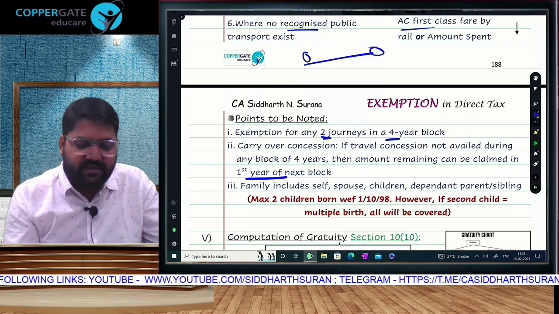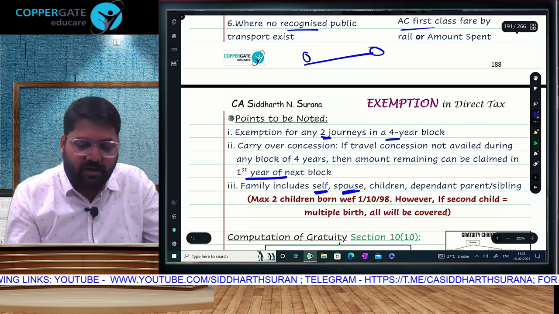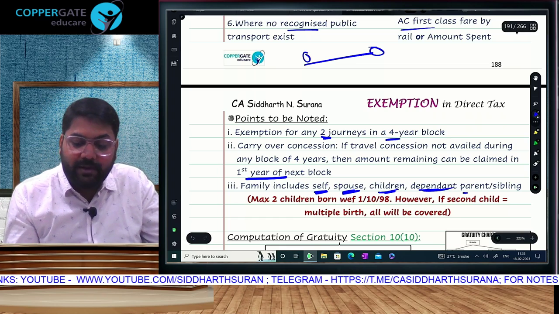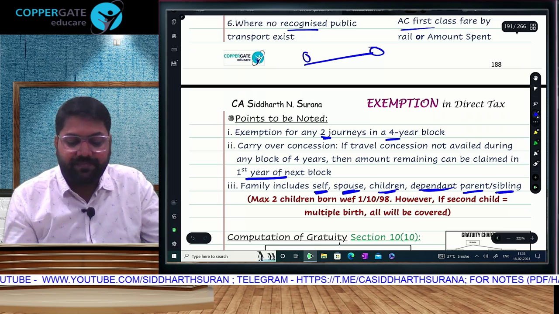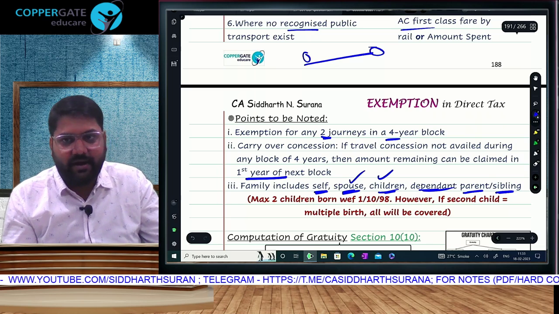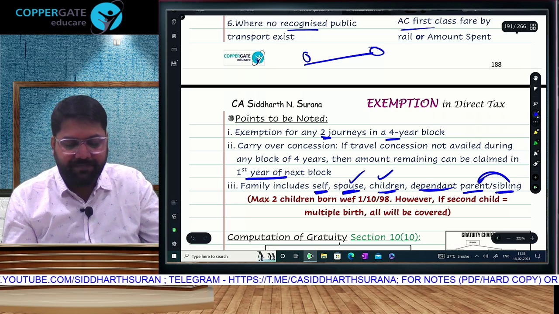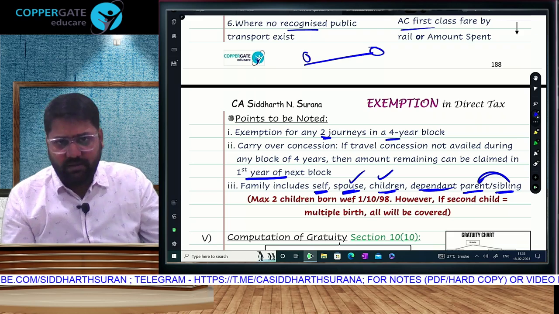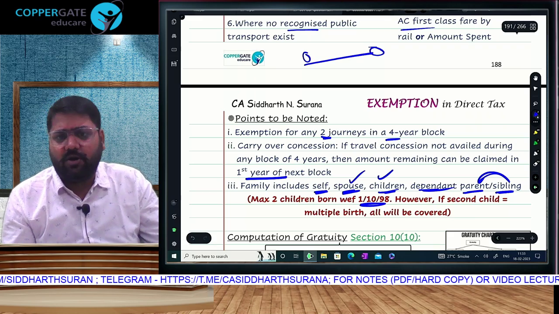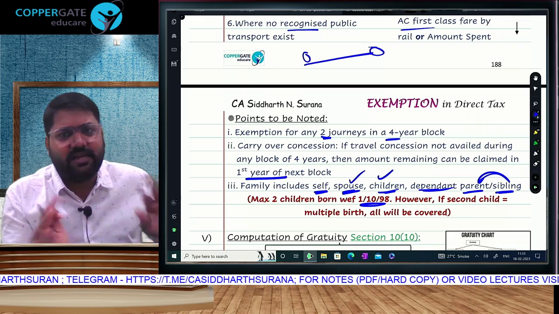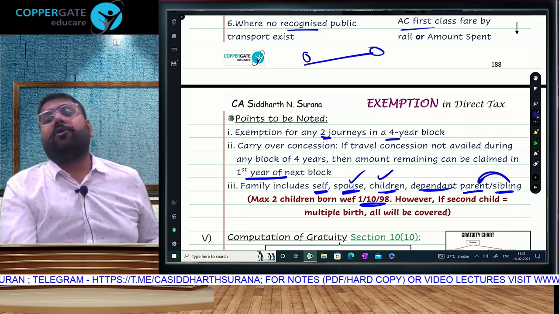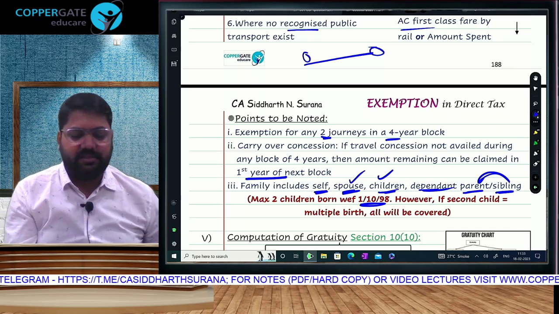This traveling expense can be incurred for yourself, for your spouse, for your children, or your dependent parents and dependent brother sister. So spouse and children can be dependent or independent, but parents and siblings have to be dependent. On 1st October 98, they brought a change that your existing children will be counted as children. Now for new children, we will keep a restriction of maximum 2.